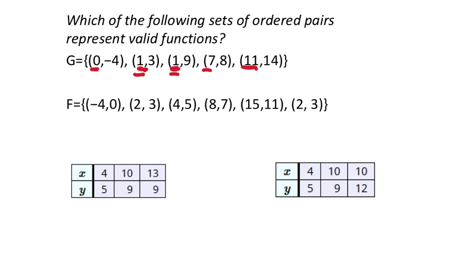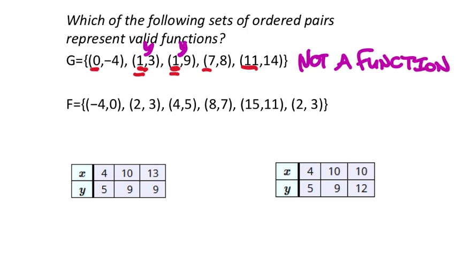When I put 1 in the first time, out comes a 3. That's fine. But when I go into the machine and put in a 1, it spits out a 9, and now I don't know what is going on right here. So this one, we would say, is not a function, and it is specifically for that reason. I put something in, something came out. I put something in, something different came out. That's not good. It's not functioning, whatever the machine is.